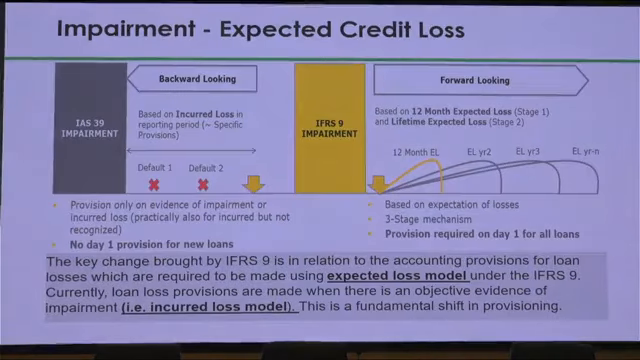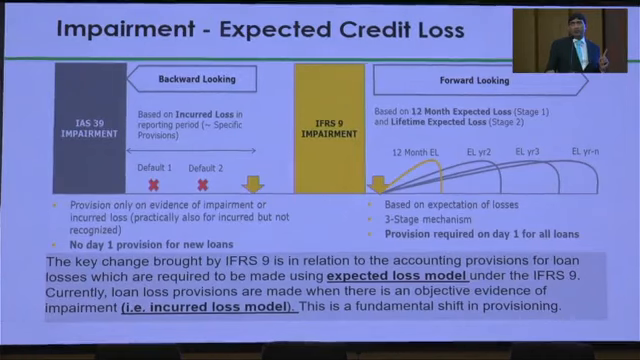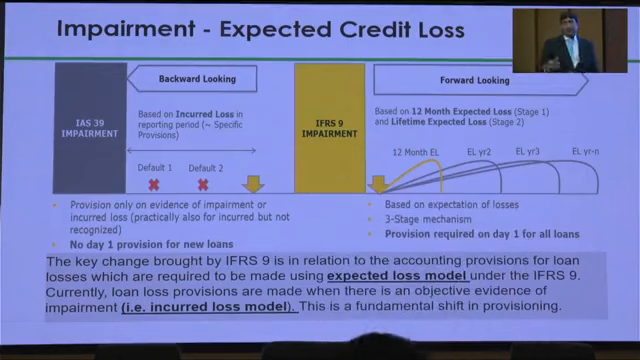IFRS 9 prescribes the expected credit loss model. Currently, we are using the incurred loss model. Under the incurred loss model, you are required to make a provision when there is objective evidence of impairment, so default has already happened. For example, the loan has passed due by say 90 days, or you have classified that loan based on subjective criteria. But under the expected credit loss model, you will have to book a provision even if there is no objective evidence of impairment. So it's a futuristic loss estimation.